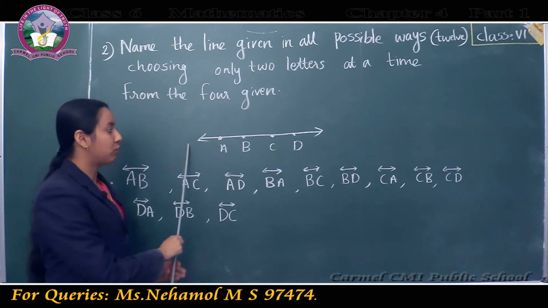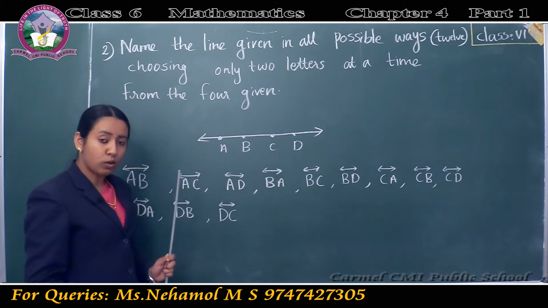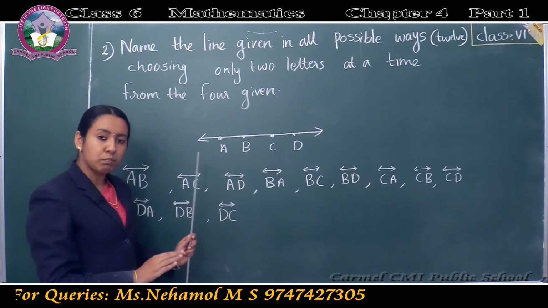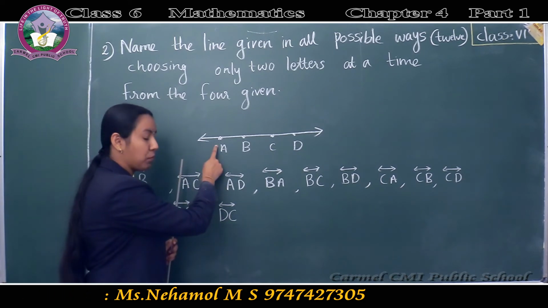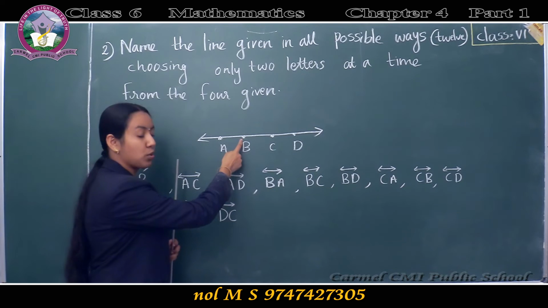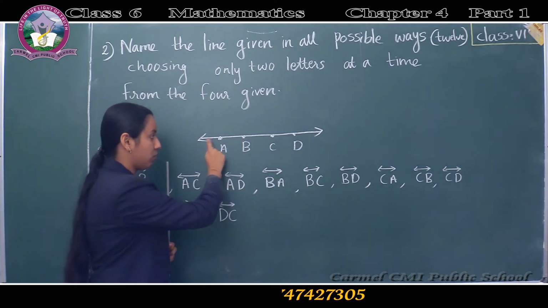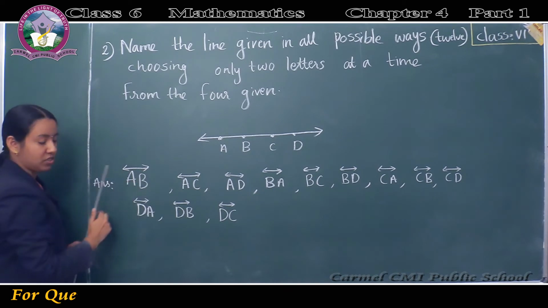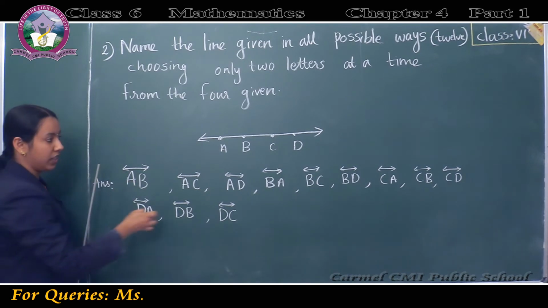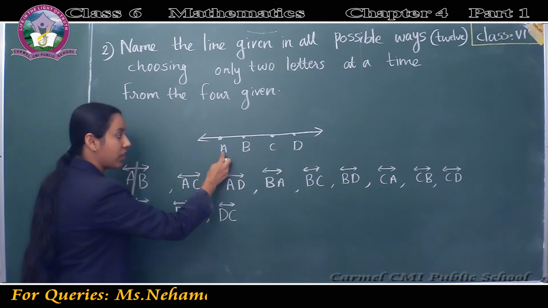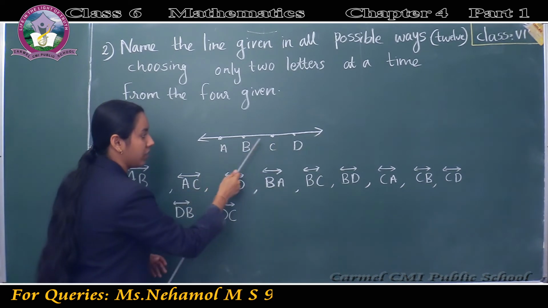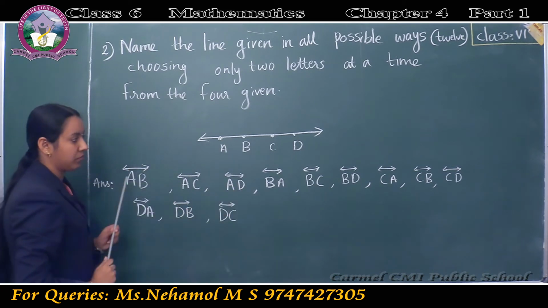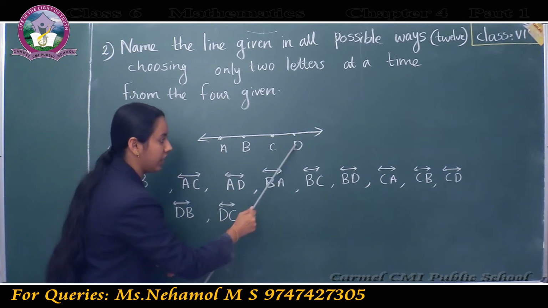We know that a line has no endpoints. So we denote a line by some points on it. A is a point on the line. B is also a point on the line. So we can denote this line as line AB. Then we can denote it also as line AC. A is a point, C is a point. So line AC. Then next one, line AD.